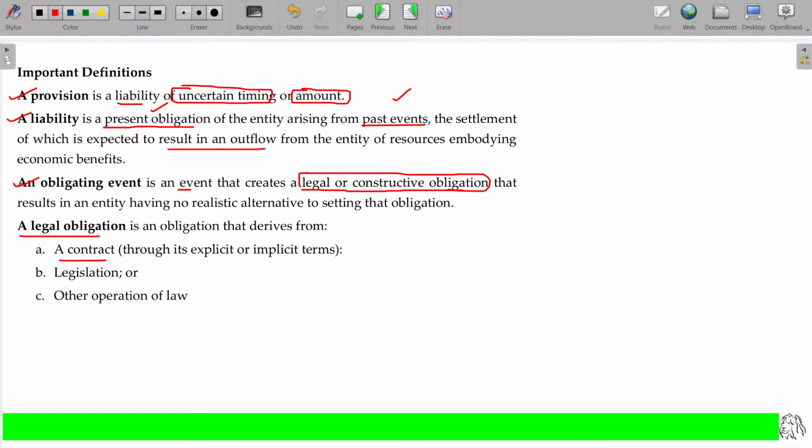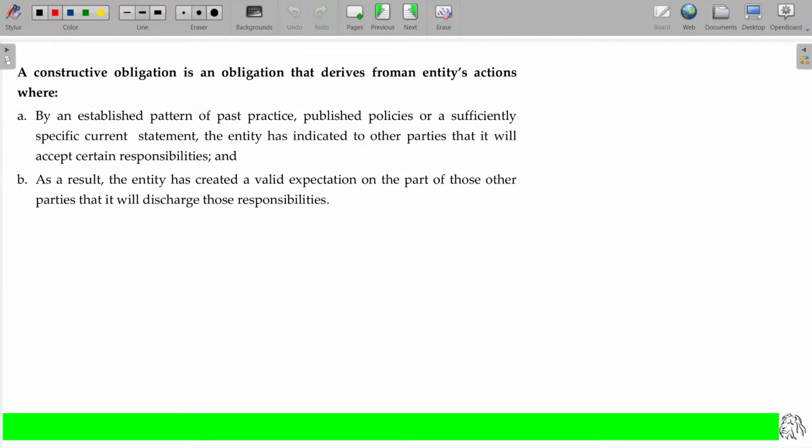in the court for compensation. This is called legislation or other operation of law. Because of these reasons, I am supposed to pay compensation. Then it is called a legal obligation. So because of the legal obligation, I have no other option. I have to definitely meet those obligations out of my resources. Then it is called an obligating event. Is that okay?